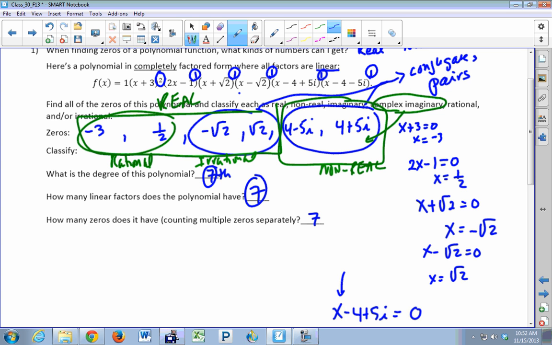6 of them are distinct. That's how we say it. 7 zeros, 6 are distinct. Okay, you got 6 distinct numbers up here, but you have 7 zeros. So you count the multiplicity.